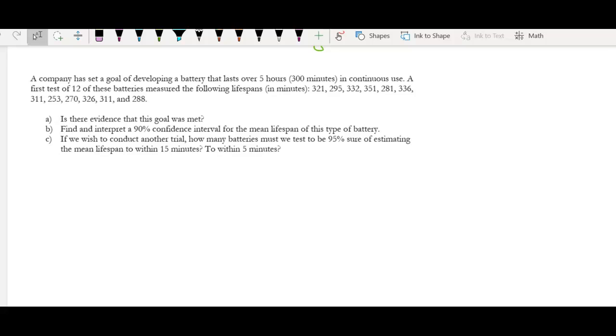Okay, so here's a second example. This one we're going to focus on a confidence interval. A company has set a goal of developing a battery that lasts over 5 hours in continuous use. And so there's the first 12 batteries.